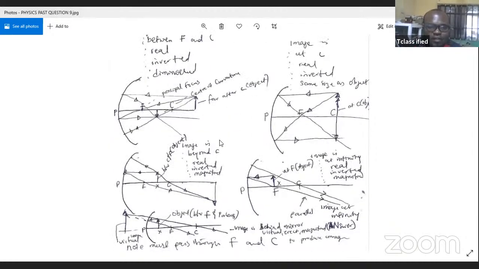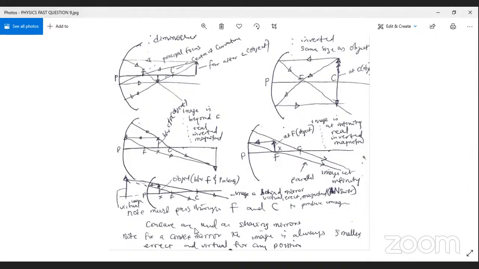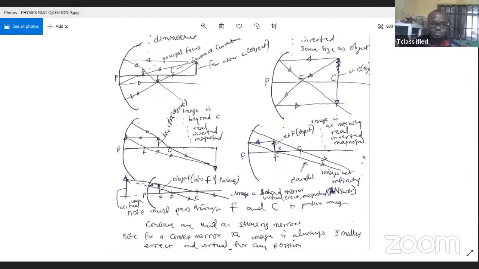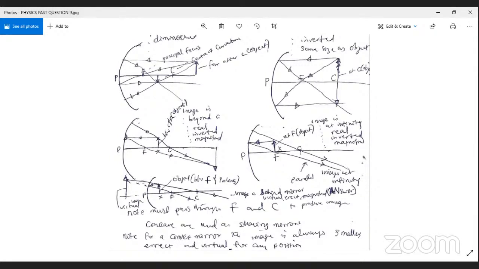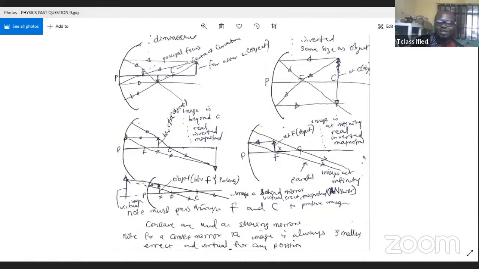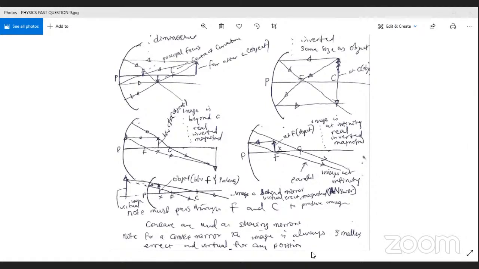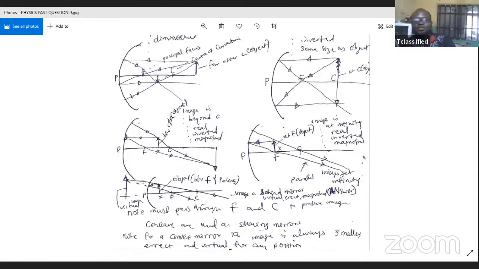So another thing to take note of here is that for a concave mirror, if you want to know how all these diagrams work, you can only know them by practicing them. Is that clear? Okay, sir. Yes, that's why I took our time to draw all of them, so that at your own time you can practice them. Is that clear?